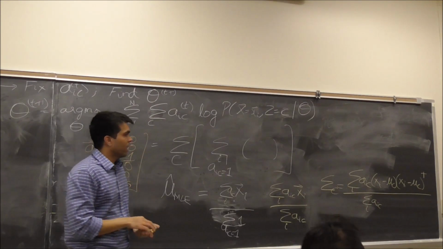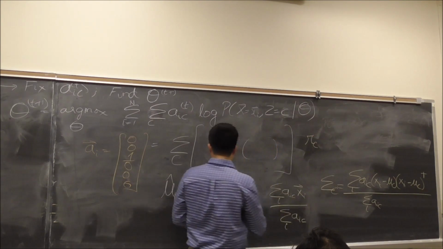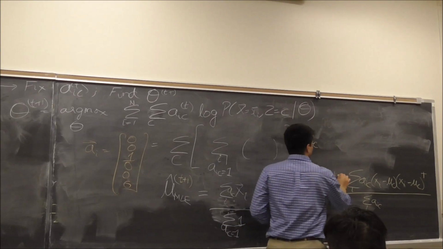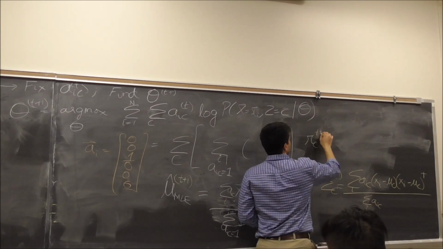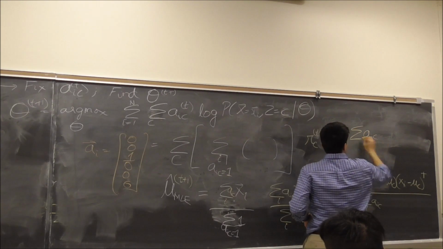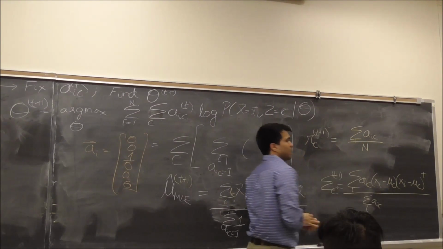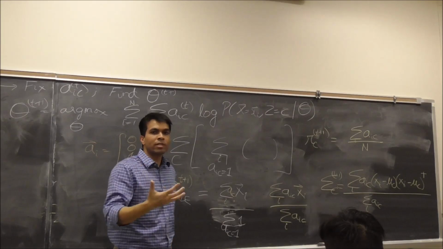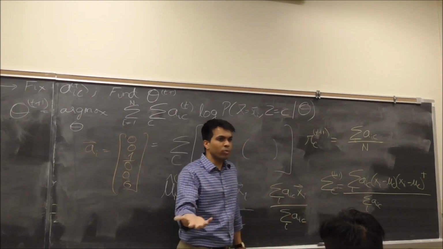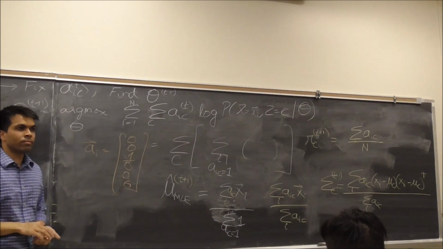That makes sense. And similarly, you would define pi c, so this is mu c at t plus 1, sigma c at t plus 1, pi c at t plus 1, which is just the count, the sum of AIC divided by the total mass that was assigned to this Gaussian c. What is the total weight that was assigned to this Gaussian c? Does that make sense? And that's it.